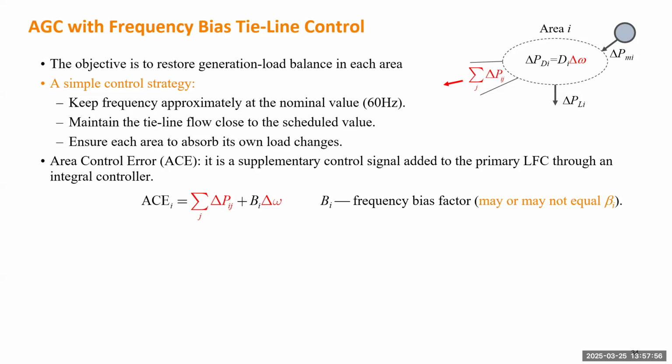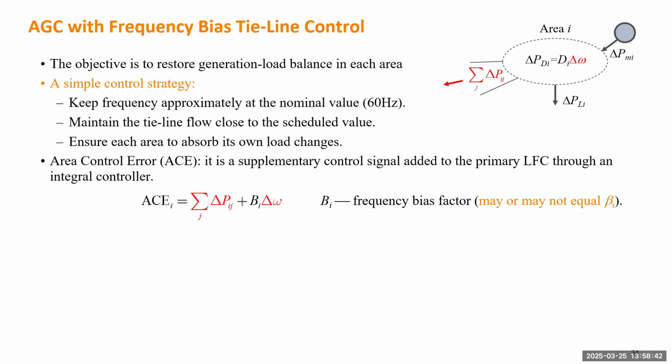To implement this strategy, we have to introduce one index, which is the area control error. It is just a supplementary control signal added to the primary load frequency control through an integral controller. This integral controller will be AGC. So it can be some program implemented or deployed at the control room of the system. It will collect the measurement data from multiple locations, calculate this index, and give this index to the generator units connected to this automatic generation control. Then it will take care of that simple control strategy.